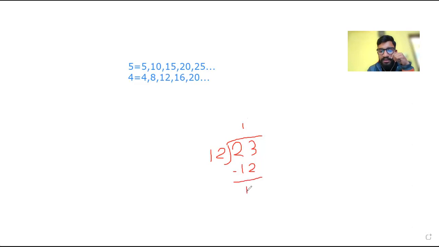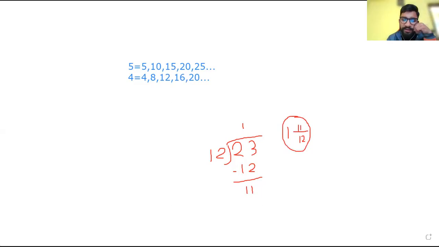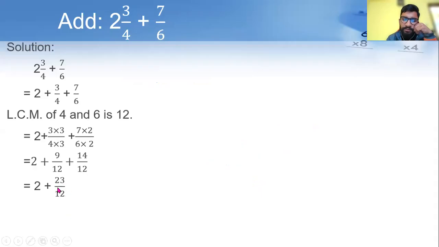The remainder is 11. The quotient is always the whole number. 1 is the whole number here and the remainder is the numerator, and this 12 is what? Denominator, because 12 was the denominator previously also. So look, 1 whole 11 by 12. From this 23 by 12 you got 1 whole 11 by 12. This was an improper fraction, so we converted it into a mixed numeral.